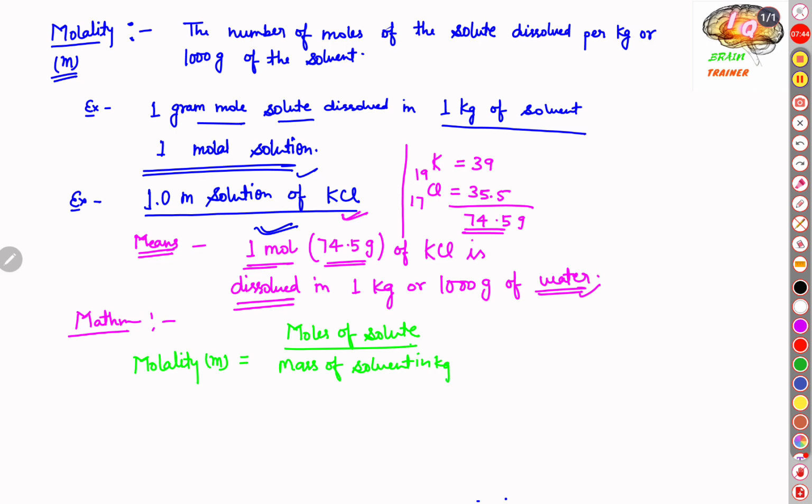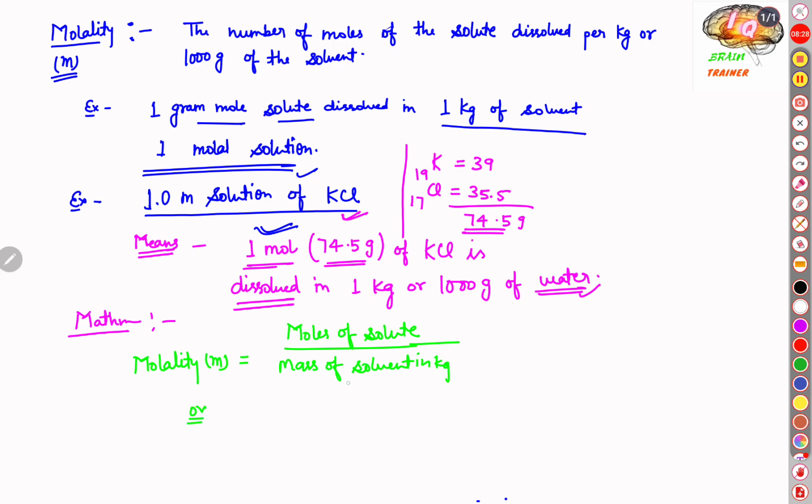You know, in the previous lecture I told you about molarity. Molarity is equal to moles of solute divided by volume of solution in liter. Okay, there are only a few differences between molality and molarity. Here it is mass of solvent in kg and there it is volume in liter. I have already explained what molality is: the number of moles of solute dissolved per kg or 1000 gram of the solvent. If you write in gram, then there are only a few changes.